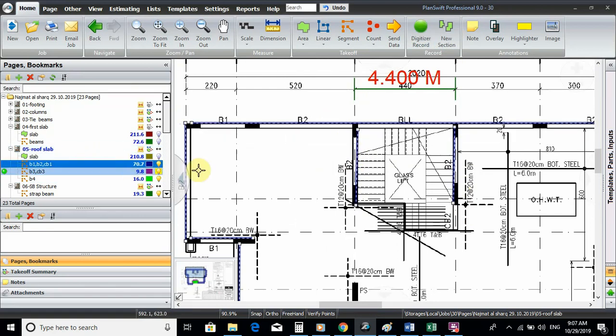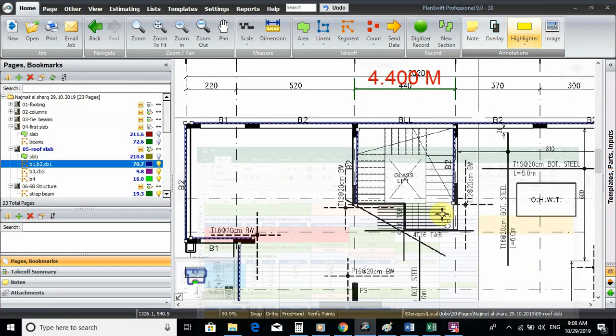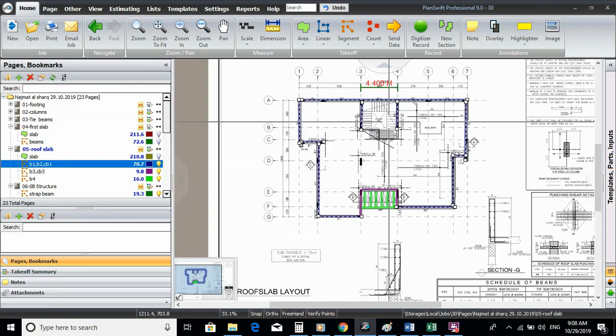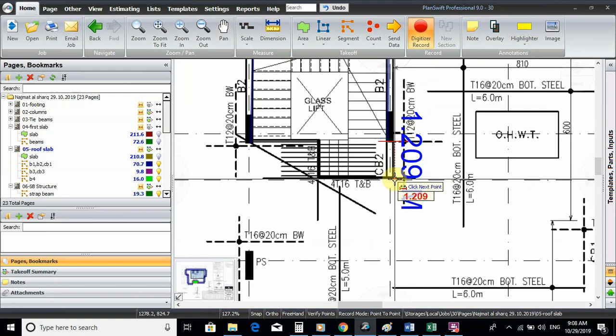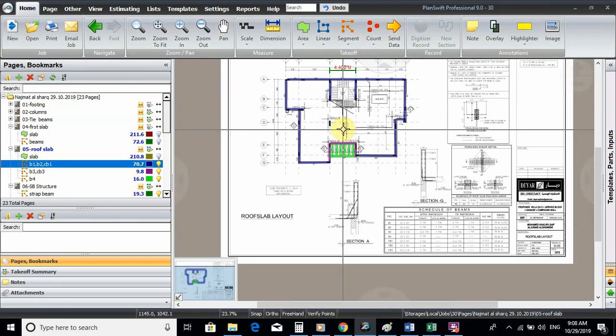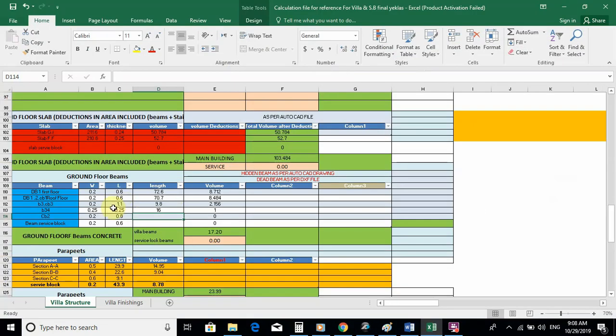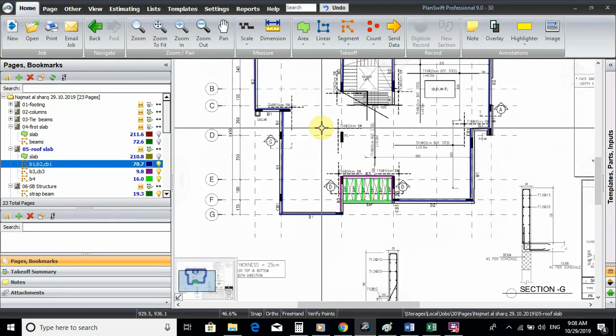So the B1 and B2 is 70.7. Yes, 70.7. And CB2 is 0.2 by 0.8. How much? It is very small actually. It will be like this. 1.2 only. Okay. CB2 is 1.2. That's it. Okay. Still something.